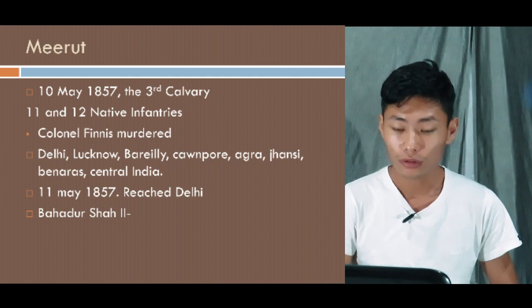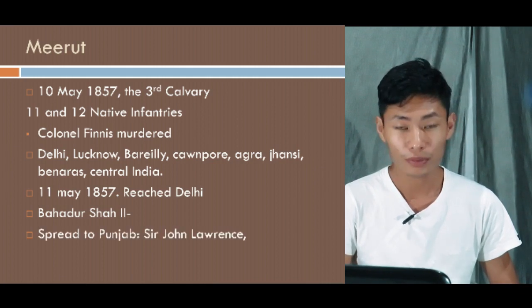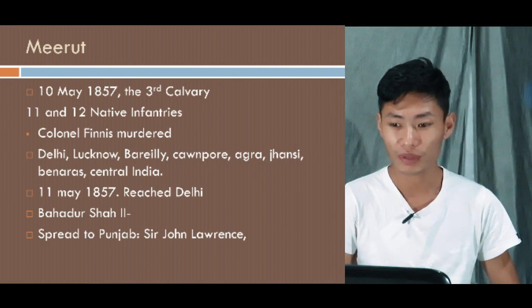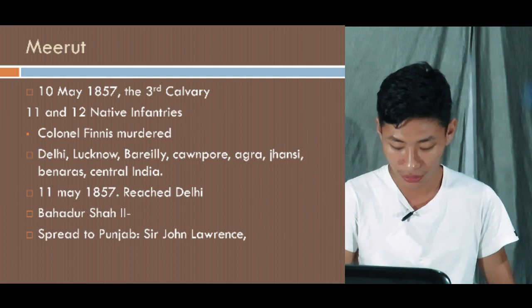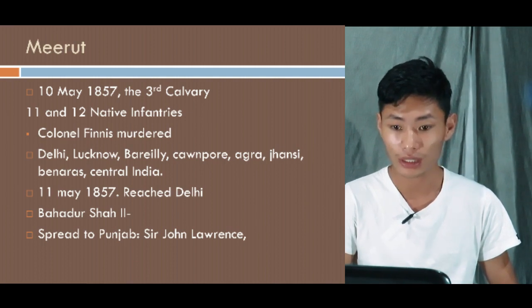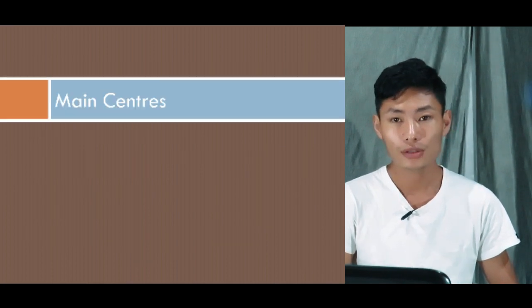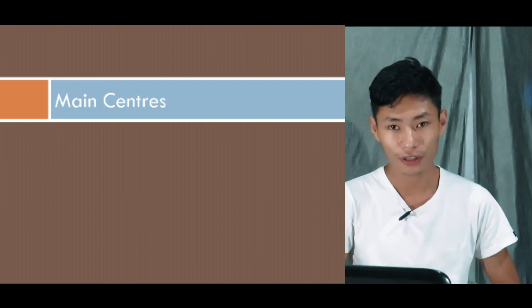It also spread to Punjab, but the Sikh rulers of Punjab were so loyal to the British that Sir John Lawrence, the Chief Commissioner of Punjab, took the revolt under control. So it did not spread much in Punjab. So let's talk about the main centers of the revolt of 1857.